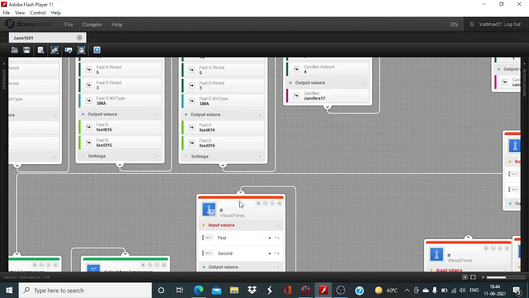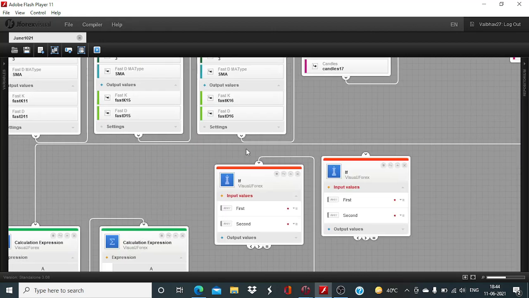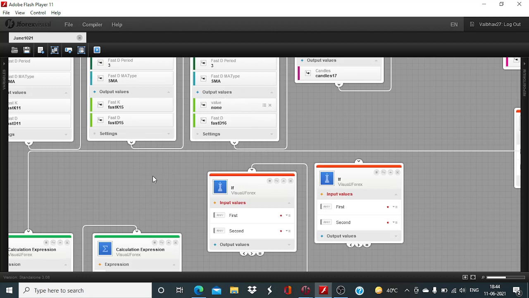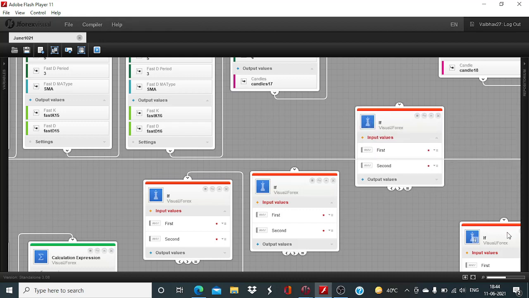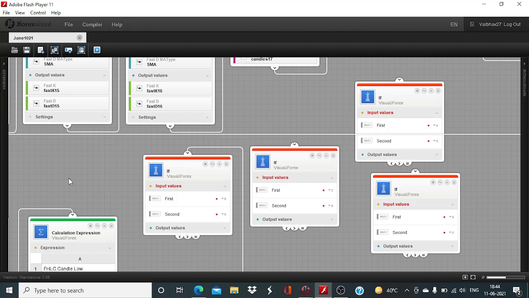Fast K15 and fast D15 should be exactly at 0. Same thing will be needed for fast K16 and fast D16. So all these 4 variables should be at 0. So in one go, we will place these variables.